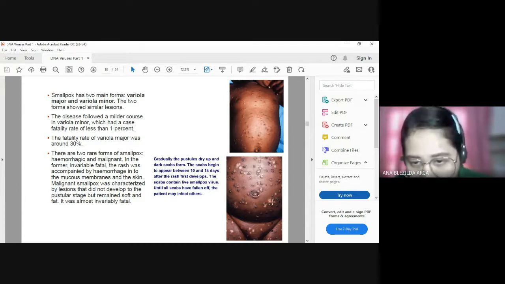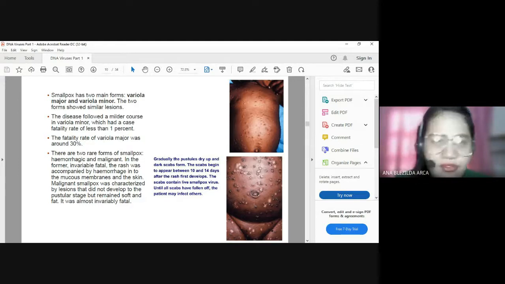Tulad nito, meron na siyang puti. Ibig sabihin nalaglag na yung scab. Diba? Ito, nalaglag na yung scab dyan. Okay? So ganun ang characteristic ng smallpox. So meron kang dalawang virus that can cause that. The variola major and the variola minor. Okay? So pareho lang sila ng itsura. Ito lang din ang itsura ng kanilang lesions. So the fatality rate of variola major was around 30%. So mas nakakamatay daw si variola major.